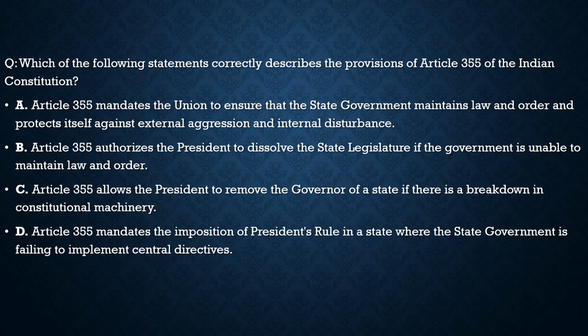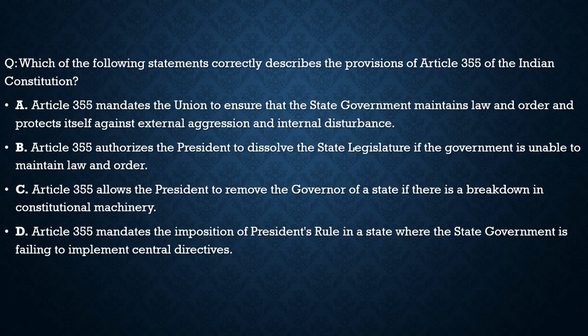Coming to statement B, Article 355 authorizes the president to dissolve the state legislature or government. No, it is under Article 356, so statement B is also incorrect. Coming to statement C, Article 355 allows the president to remove the governor of a state. Totally incorrect. Coming to statement D, Article 355 mandates the imposition of president's rule in a state where the state government is failing to implement central directives. It is also incorrect. So with respect to this question, the correct statement is statement A only. I hope with this you had understood the context behind this discussion and the question itself.